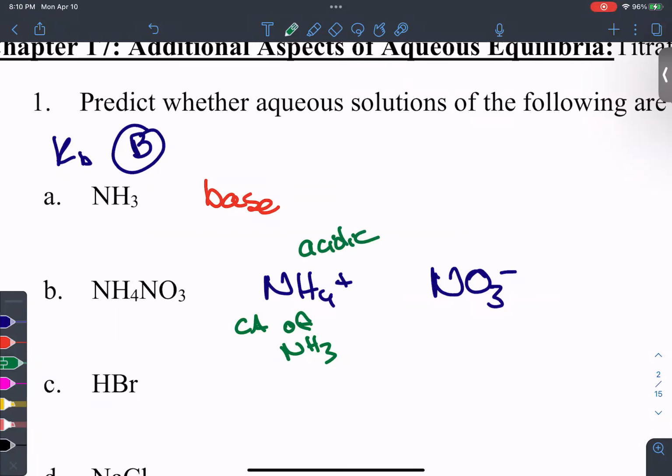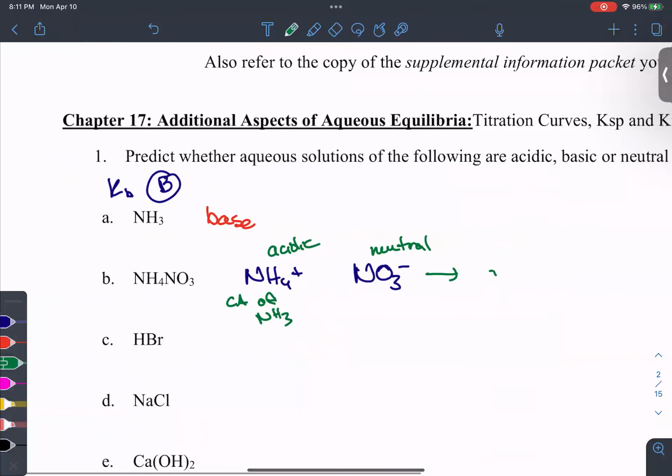Nitrate, on the other hand, is one of our neutral salts because it's the conjugate of nitric acid, which is a strong acid. So what we're looking for are either weak acids or bases, but we're looking at their conjugate form. So this is a neutral salt, the nitrate component. So if we had something that's acidic and neutral overall, if you put ammonium nitrate in water, it's going to be acidic because of the ammonium that is there.